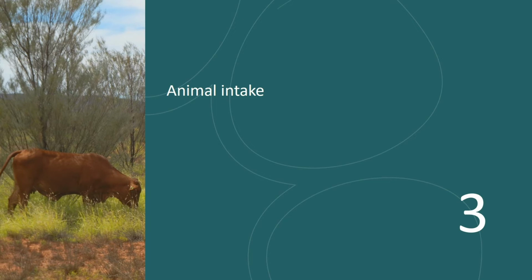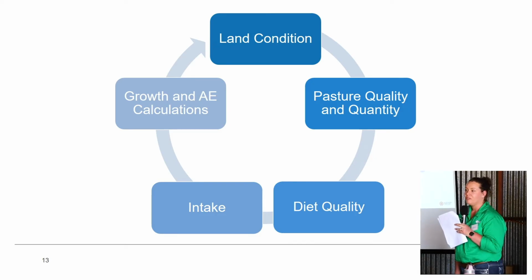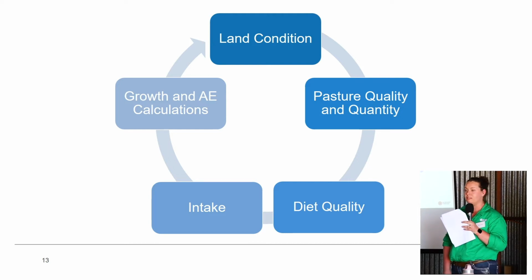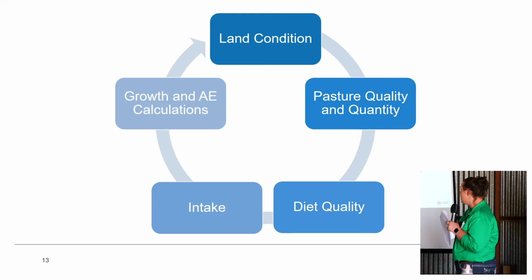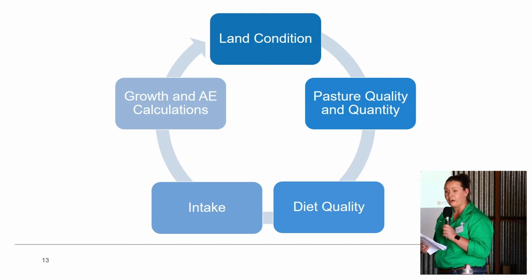Thanks, Ali. So I'm doing the animal intake part of the equation. I just want to point out that all this is interconnected. We can't just focus on one, we've got to focus on all. So land condition will affect your pasture quality and quantity, which will affect your diet quality, which will affect how much your animal can actually intake, and then that in turn will affect your growth and AE calculations. So there's your money.